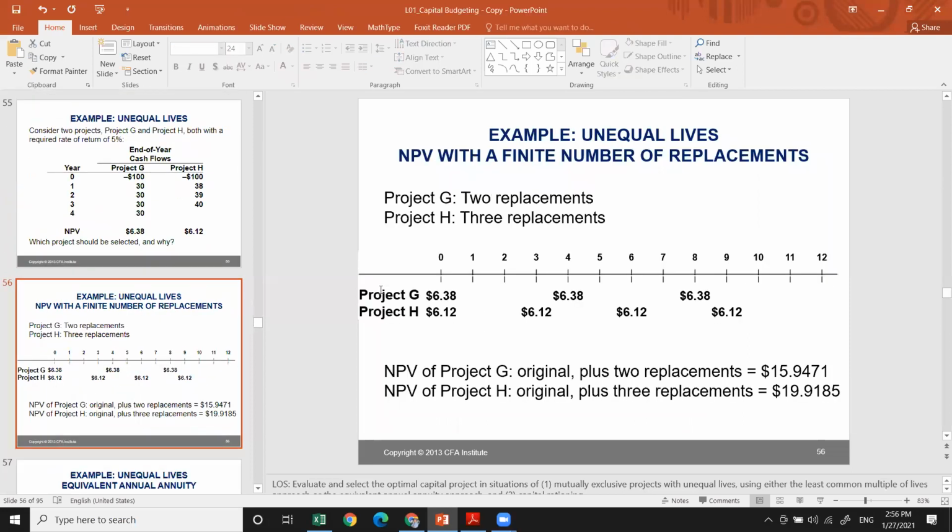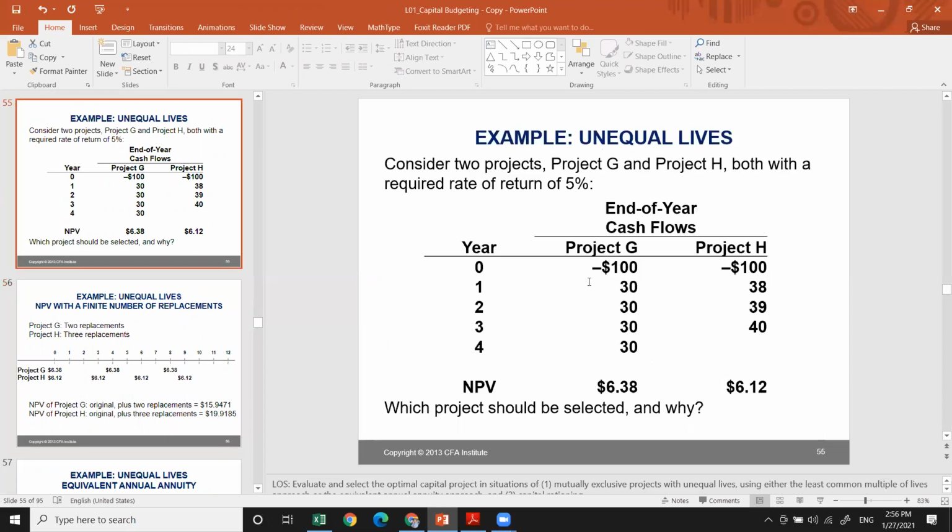In here, we are given a bit different way of calculation, but I want to illustrate the way that I'm doing it. This project G has got 2 replacements, and project H has got 3 replacements. So we should find the one common number, the division number, that could be divided by 3 and 4. What is the common number that comes into your mind? 12. So we need to extend both projects until the 12th year.